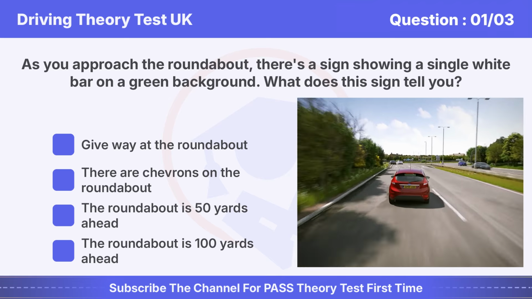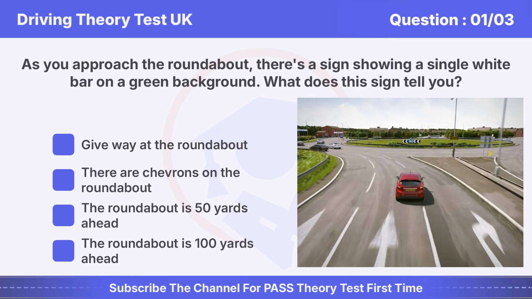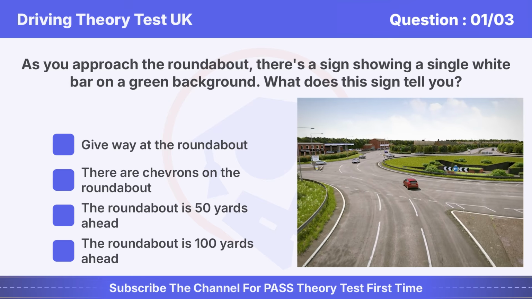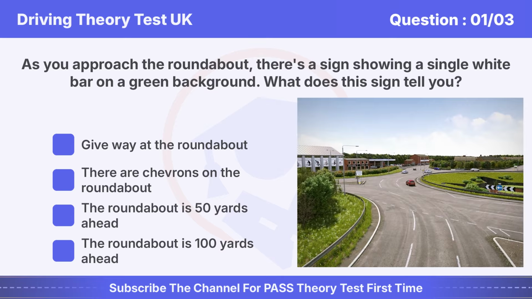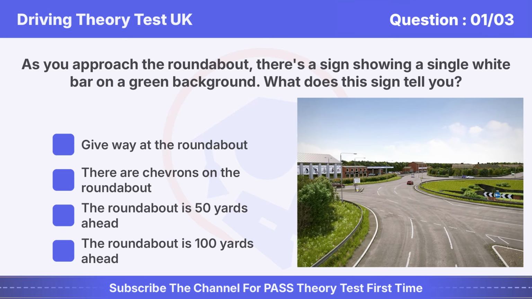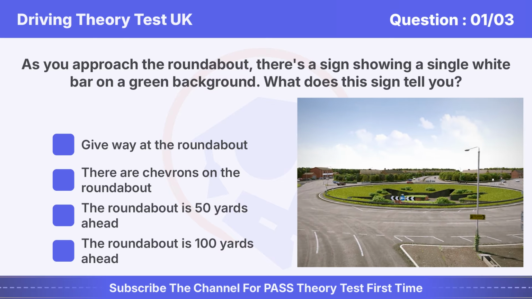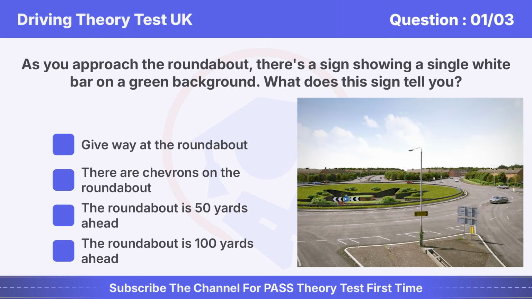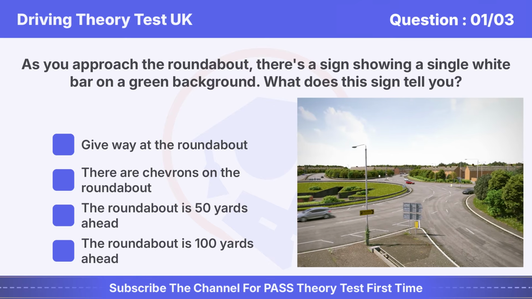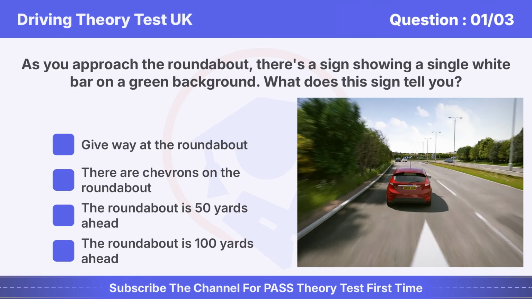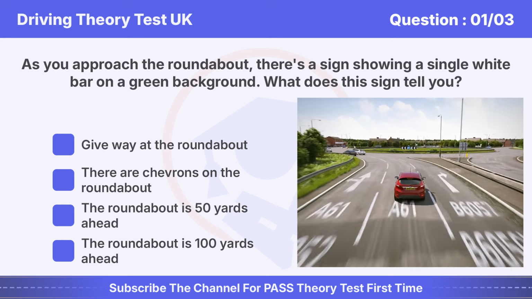Question 1. As you approach the roundabout, there's a sign showing a single white bar on a green background. What does this sign tell you? Option A. Give way at the roundabout. B. There are chevrons on the roundabout. C. The roundabout is 50 yards ahead. D. The roundabout is 100 yards ahead.